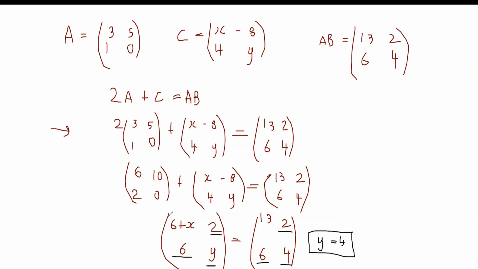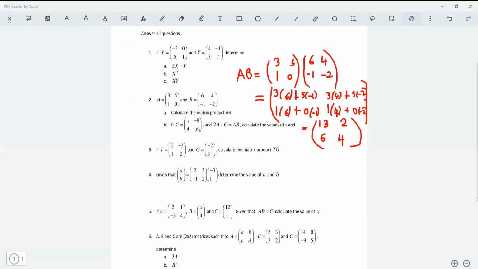Now right here, if you look at this, you have 6 plus x in the first entry in this matrix, and the first entry in the other matrix is 13. So that means 6 plus x must equal 13, since both matrices are equal. And so we can conclude that x must be 13 minus 6, which is 7. X has to be 7. 6 plus 7 is 13. So those are your answers: x equals 7, y equals 4. Nice, so that would go right here: x equals 7, y equals 4.